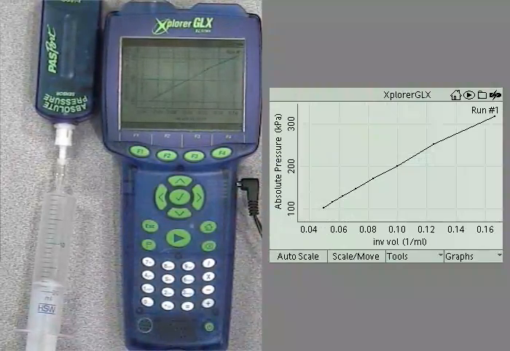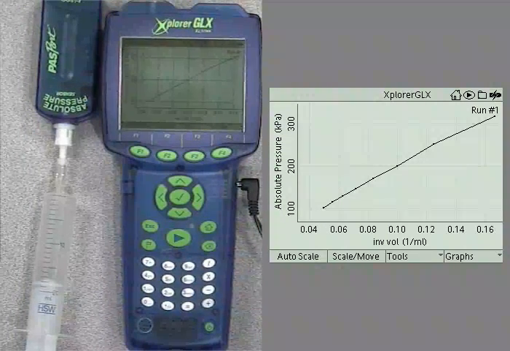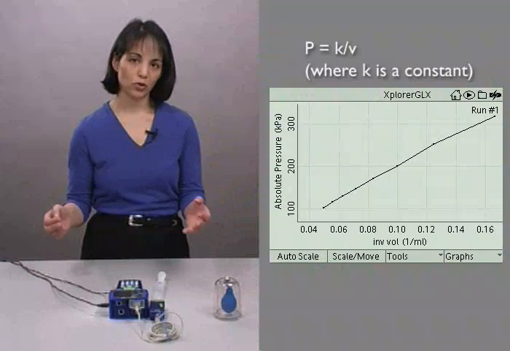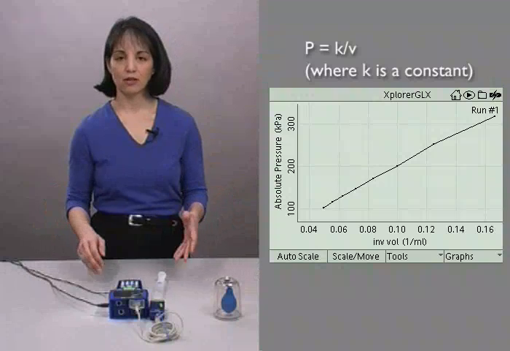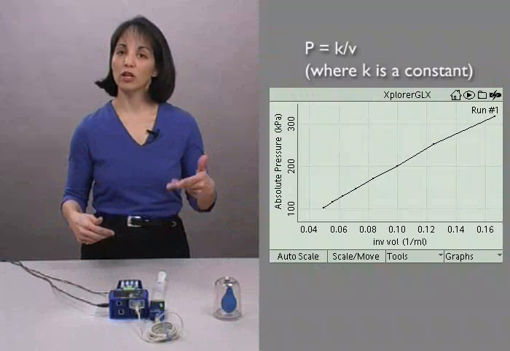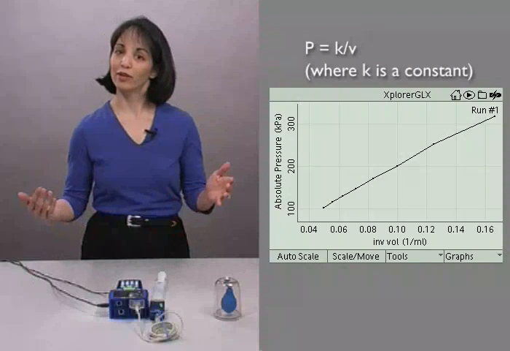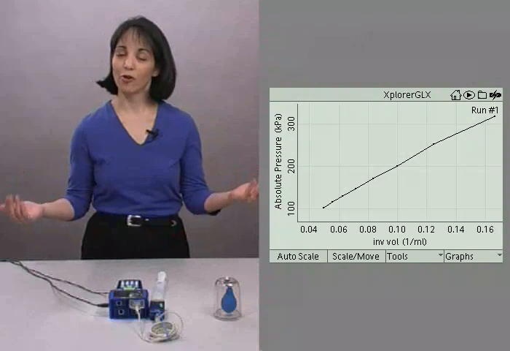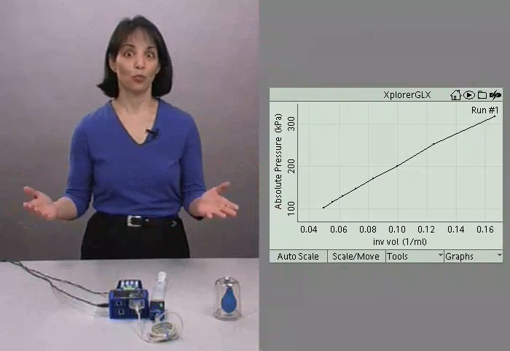And there it is, our graph, which is linear, which would imply that pressure is directly proportional to the inverse of the volume, which means that we, for ourselves, have discovered Boyle's law.